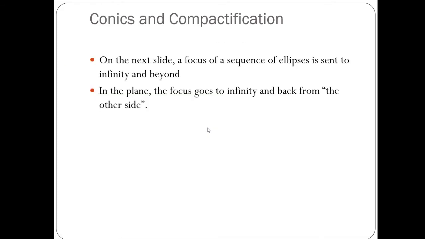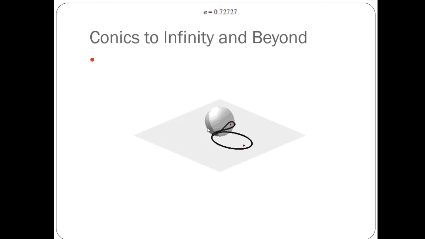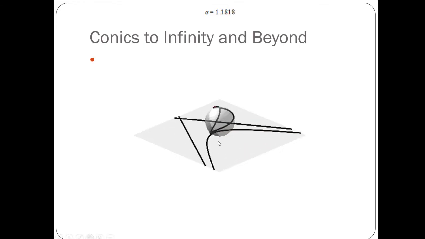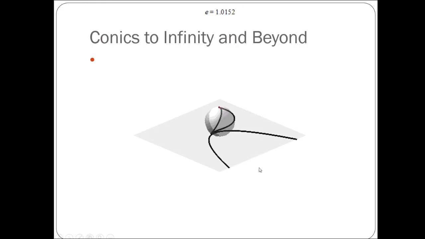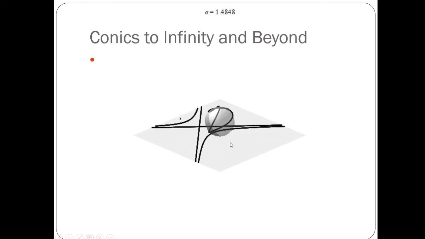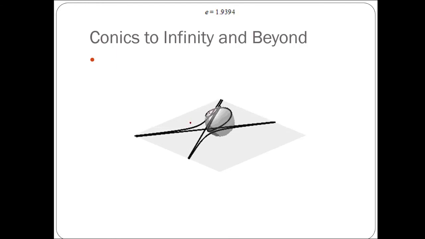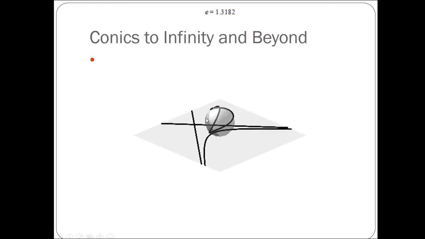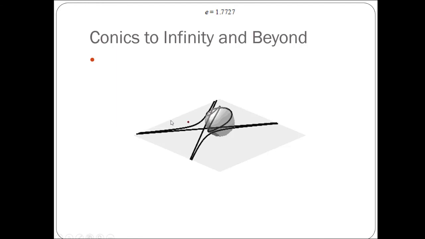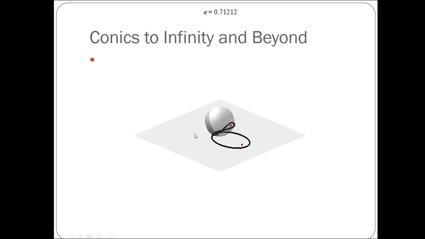Now I'm going to show you on the next slide an animation showing a sequence of ellipses having a focus that is sent to infinity and beyond. As you'll see, as that focus goes to infinity and then beyond, you end up with hyperbolas on the other side. The red dot is that focus that is being sent to infinity. As the red dot reaches the North Pole, we have a parabola, but as we go beyond the North Pole, we end up with hyperbolas, and that focus comes back from infinity on the other side.